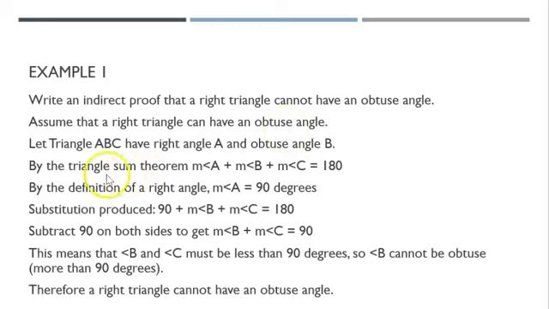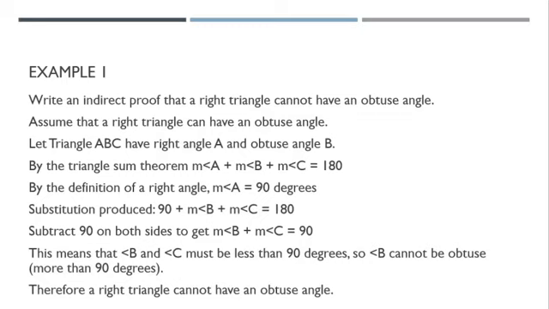Then I used facts that I know. I know the triangle sum theorem. I know the definition of a right angle. I can substitute. I can subtract. And then I also knew obtuse angles have to be more than 90 degrees, and that wasn't what I had. So I used all facts that I knew to create something that is a contradiction.